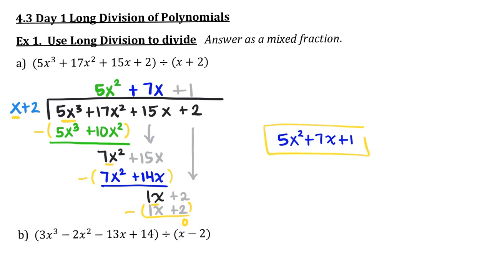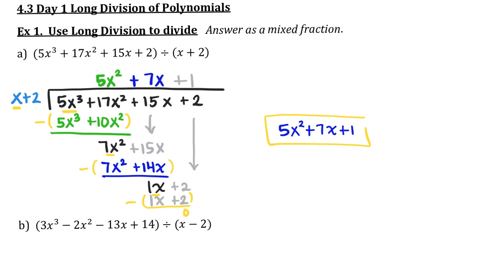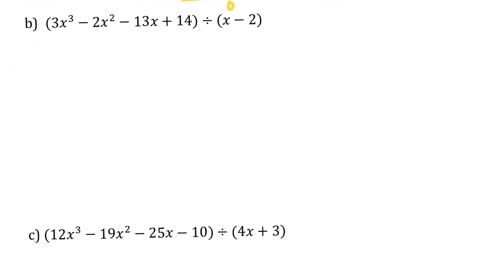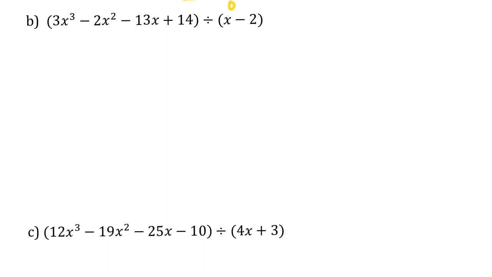Now that you've seen the process, let's try the next one. And this one will have a remainder. I'm doing 3x cubed minus 2x squared minus 13x plus 14 divided by x minus 2. So let me set up my division.